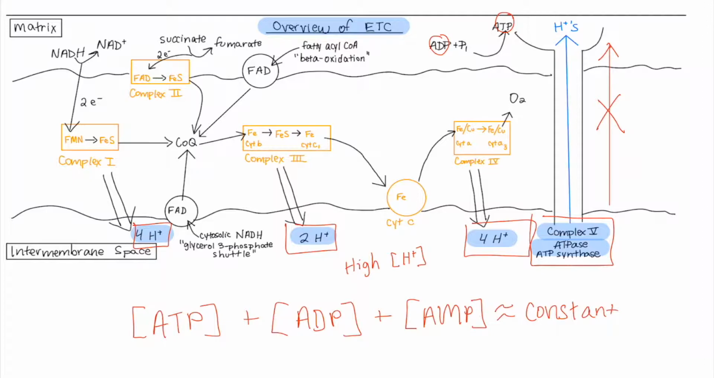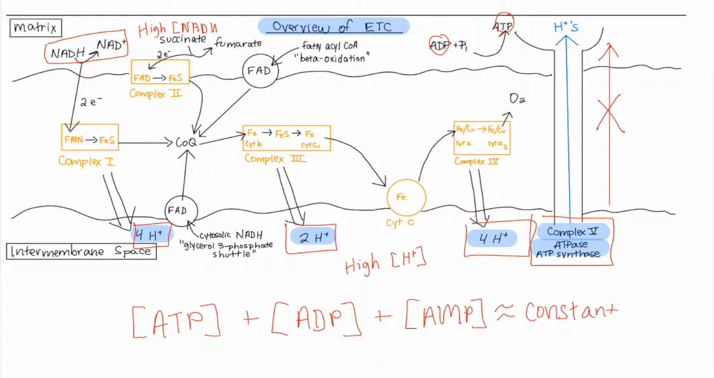So if complex 1, complex 3, and complex 4 can't pump protons into the intermembrane space, that means this key reaction right here, this redox reaction of NADH getting oxidized to NAD+, won't be happening. So we won't have NADH being oxidized into NAD+, and if NADH can't be made into NAD+, we're going to have high NADH concentration as well.